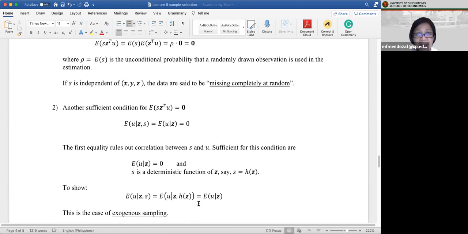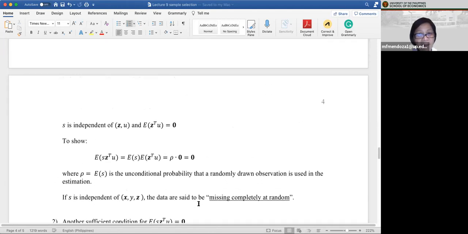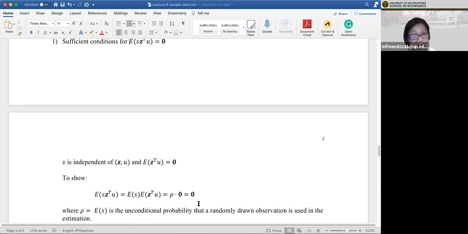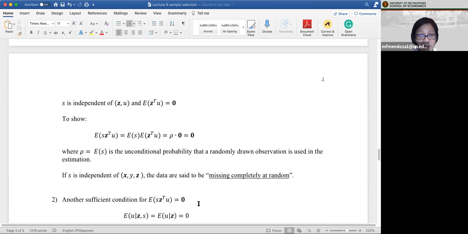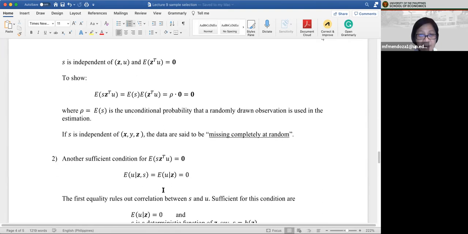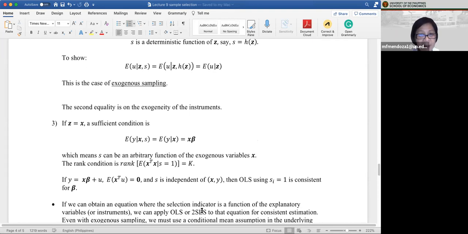The second equality here is just an assumption on the exogeneity of the Z's.